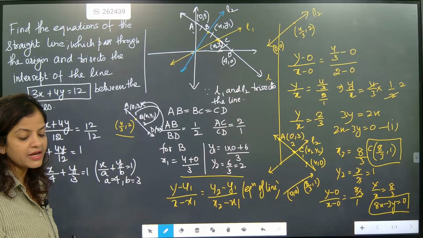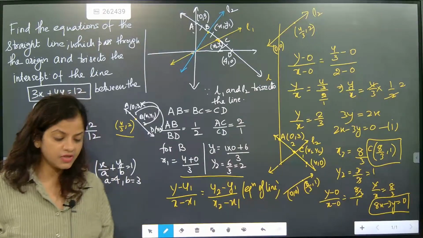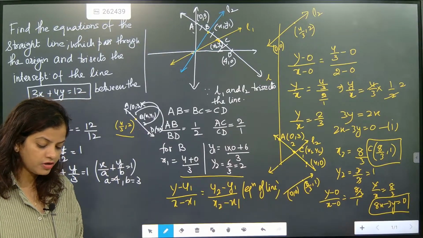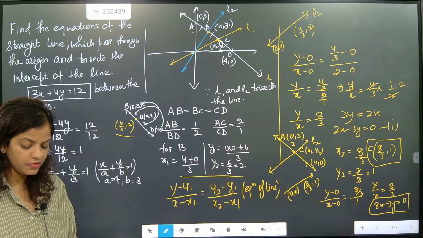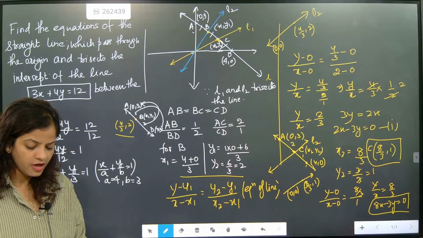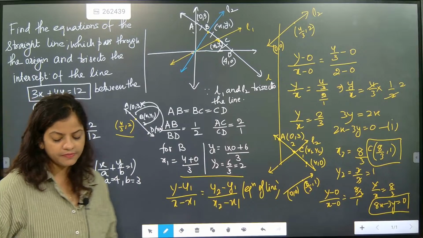Understood. This is exactly the way to solve the equation. I hope you might have got this point. So we solved a question which is very, very important. Now, the next question we are going to solve. Please kindly check this one out.